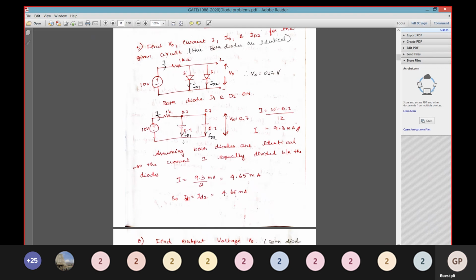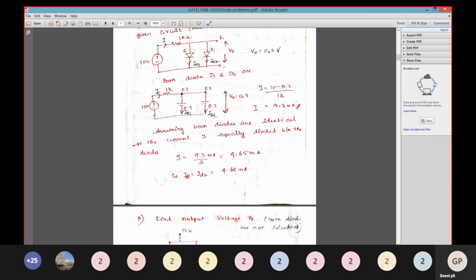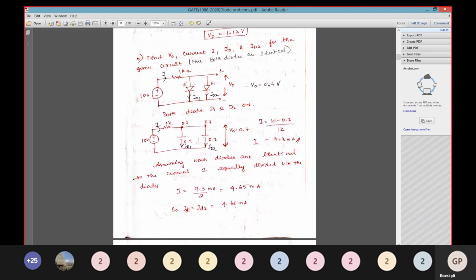Now let us find the current I. The potential here is 0.7, so (10 minus 0.7) divided by the resistance in kilo-ohms gives the value of I. Assuming both the diodes are identical, the current is equally divided. There is no resistance, nothing over here, so the current is equally divided because it is the same voltage. I is 9.3, divide by 2, so ID1 is 4.65 and ID2 is also 4.65. So we have found I as 9.3 milliampere, and ID1 and ID2 as 4.65 milliampere each.